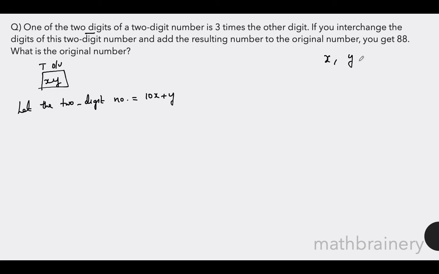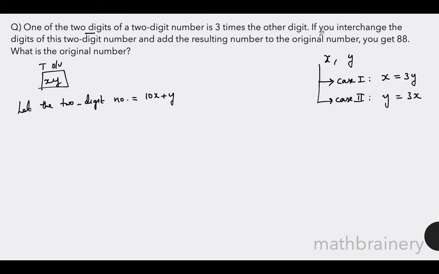Which digit is 3 times of which other digit? Is it mentioned? No, it's not mentioned. So we get two possible cases. The first case is when x is equal to 3 times the other digit, that is 3 times y. And the second case is y is equal to 3 times the first digit, that is x. Okay, so we can get either x is equal to 3y or y is equal to 3x. These are both cases or both scenarios that we need to consider.